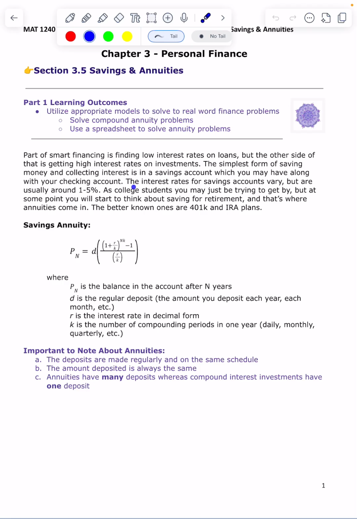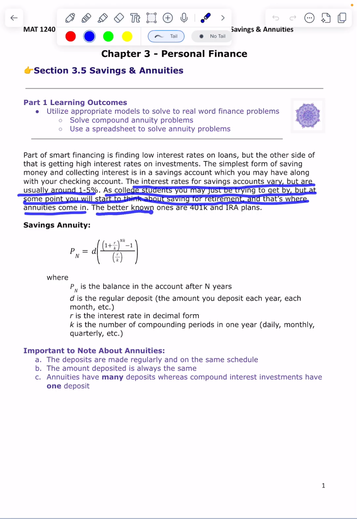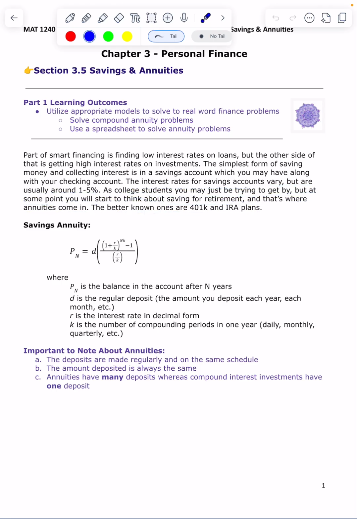The interest rates for savings accounts vary, but are usually around 1 to 5%. As college students, you may just be trying to get by, but at some point you will start to think about saving for retirement, and that's where annuities come in. The better known ones are 401k and IRA plans.